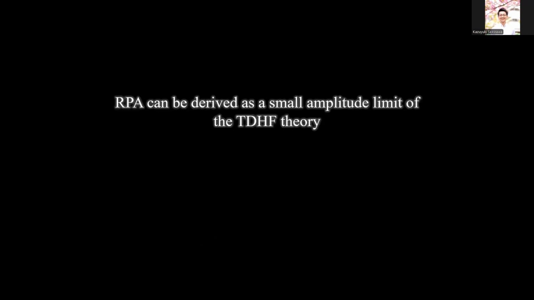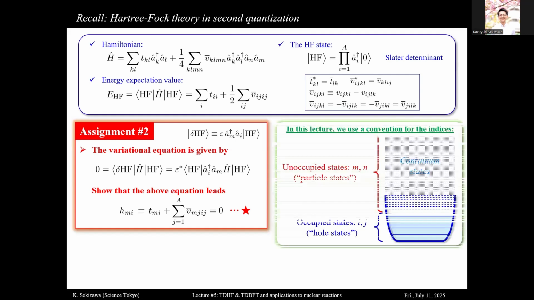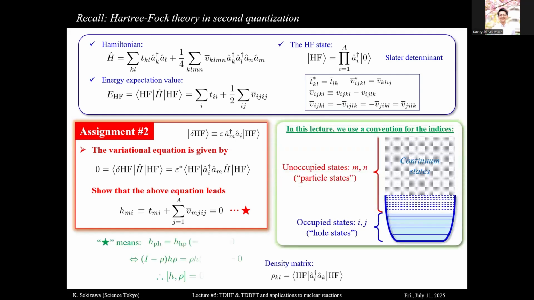Okay. So now, before going to the application of TDDFT or TDHF to nuclear reaction dynamics, I will quickly show that we can derive the RPA, random phase approximation, as a small-amplitude limit of the TDHF theory. This is the so-called linear response theory.